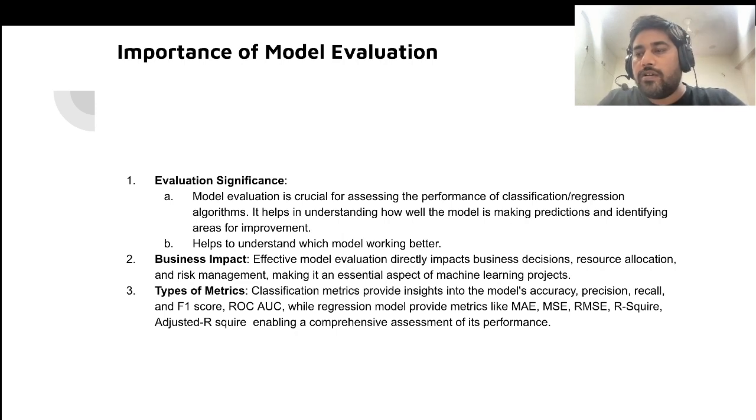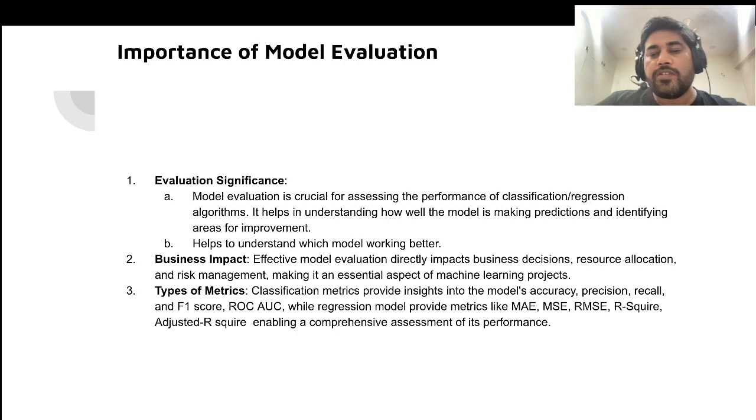If we talk about a classification problem, some of the metrics are accuracy, precision, recall, F1 score, and ROC area under the curve. These are the metrics we try to see. And if we talk about the regression model, then mean absolute error, mean square error, root mean square error, R square, and adjusted R square help us understand the accuracy of the model and how the model is performing, whether the model is overfit or underfit.